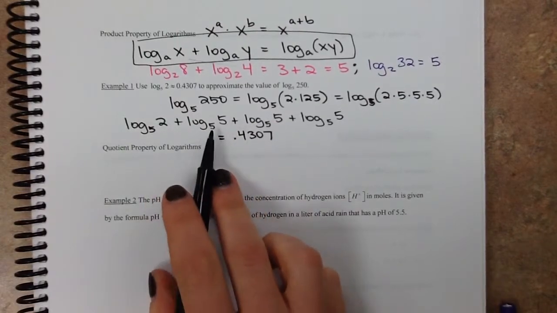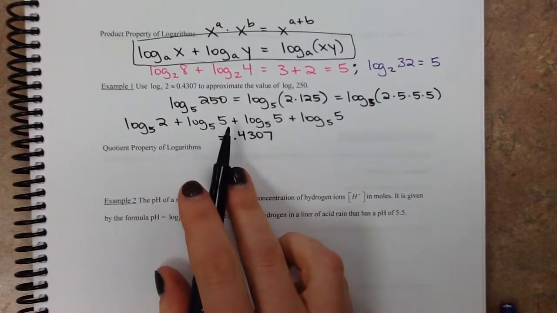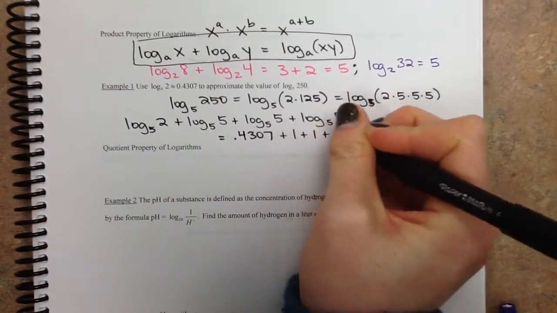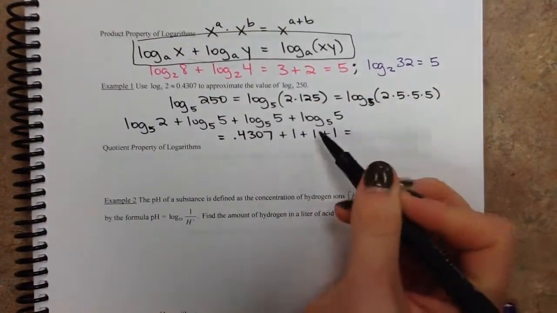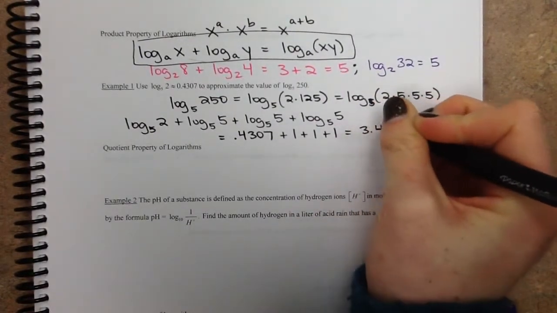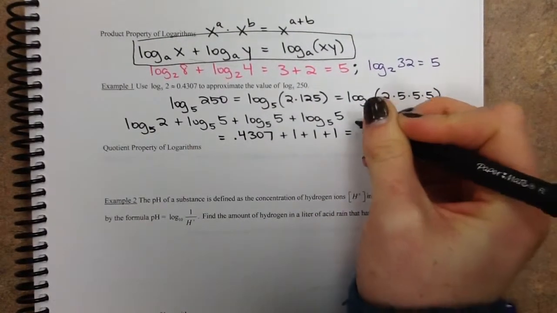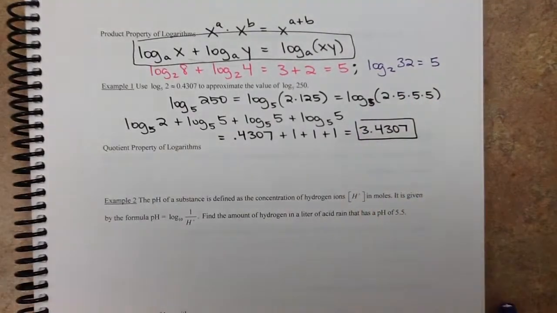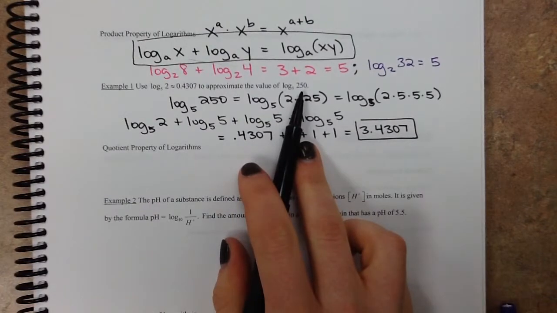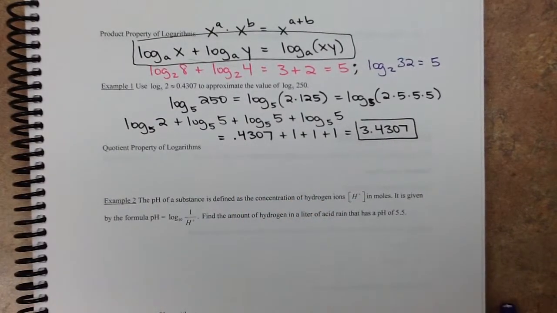Now these other ones we know from previous sections. Log base 5 of 5 means what exponent on 5 gives me 5, and that would be an exponent of 1. So every single one of these is just 1. I add these 3 together, 1 plus 1 plus 1 is 3, and then tack on that 0.4307. So that would be my final answer. What this is saying is what power on 5 gives me an answer of 250, and this would be the approximate power.